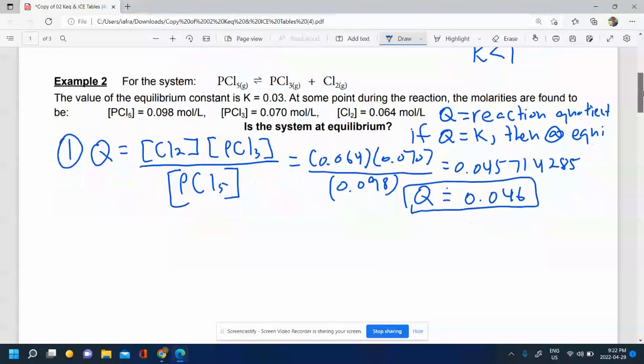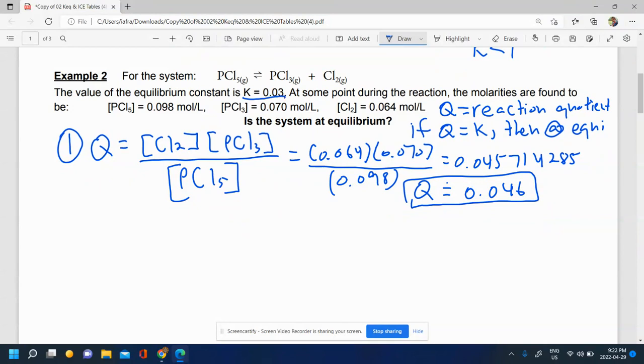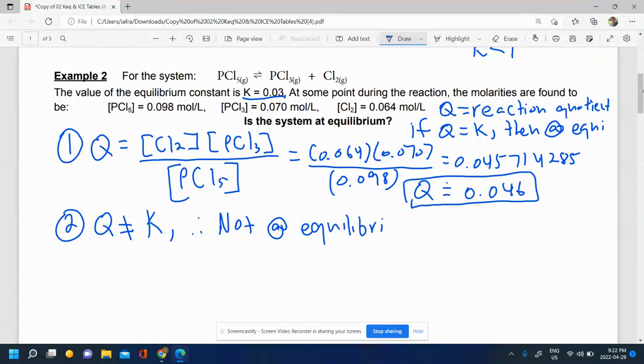So we found our Q value and we know our K value. So the Q and K are not equal. Q is not equal to K. Therefore, not at equilibrium. In fact, you can predict which direction the reaction still has to go to reach equilibrium. The reaction's still going both ways. It's just that it's going one way faster than the other, and we can see which way it's going faster.